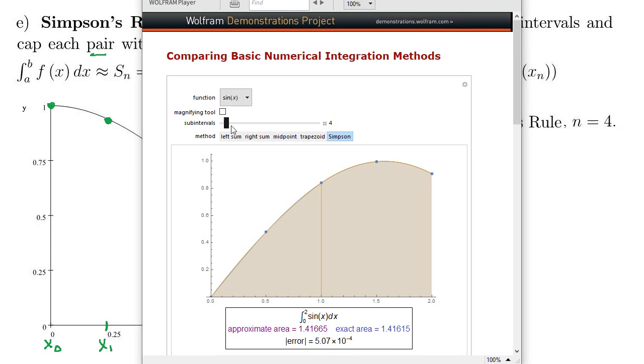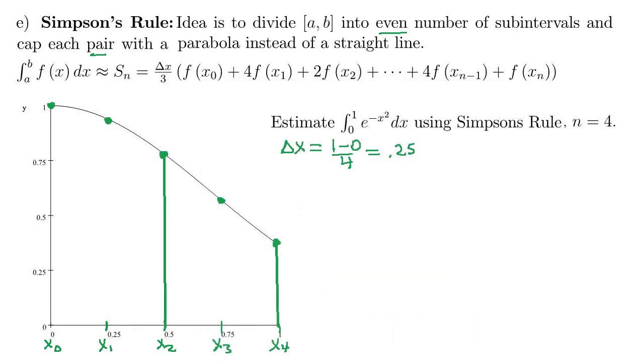And as you take more pairs of subintervals that are capped by pieces of parabolas, our error goes to 0. So look here, we're at n is 16. Our approximate area now agrees to 5 decimal places with the exact area. So Simpson's is actually the most accurate rule of all of them. It's also a little bit more complicated to compute, but not too bad.